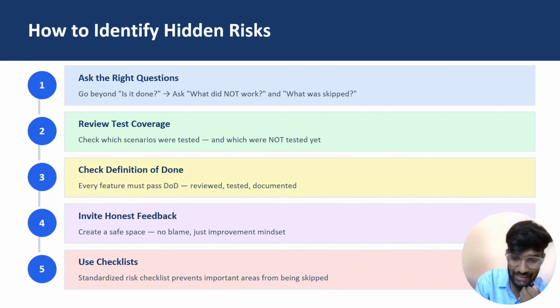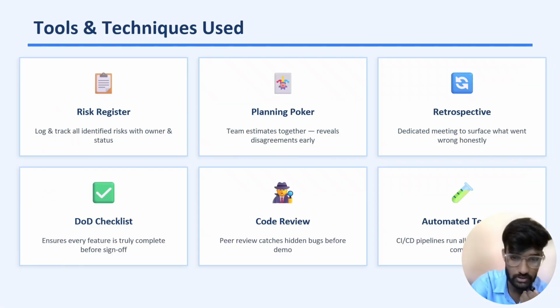So what are the tools and techniques used for this? Use a risk register to track all risks. Planning poker reveals estimation gaps, and early retrospectives surface honest feedback. A DoD checklist ensures real completion. Code reviews catch bugs before the demo, and automated CI/CD testing runs on every single commit automatically.